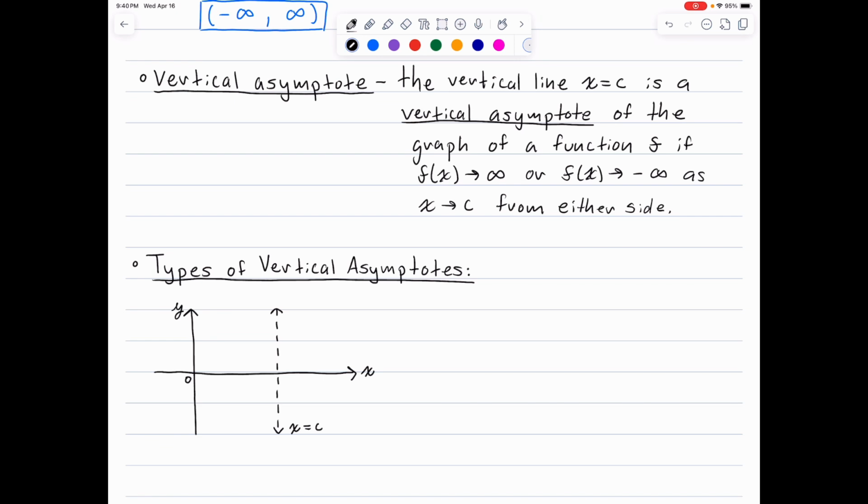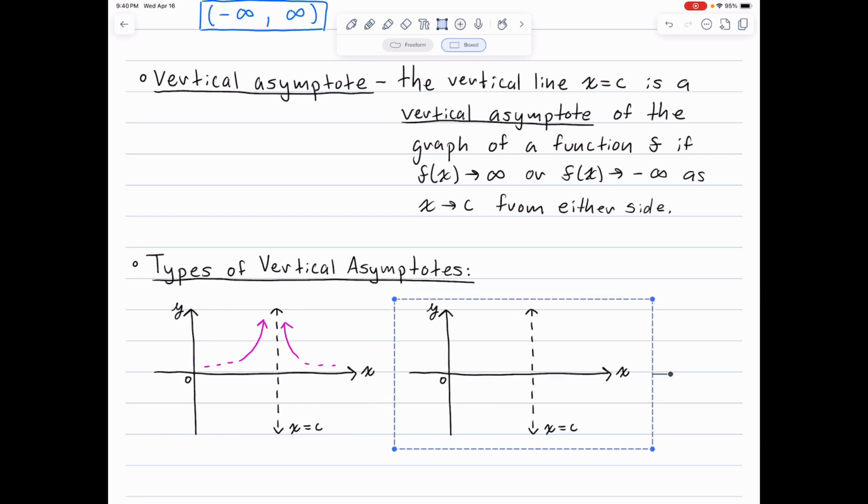So one of the types is that we don't really care what goes on over here, so I do the little dash, and it will go up forever. And the other side, dash, dash, dash, will also go up forever. So both of them approach infinity as x approaches c.